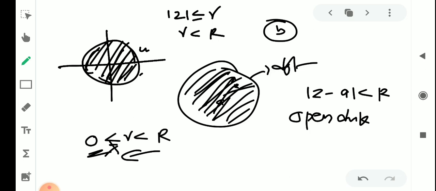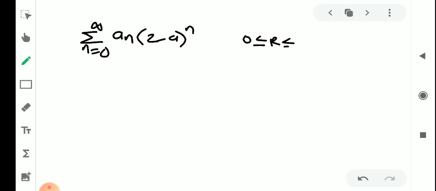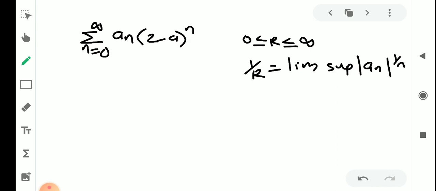So we have the proof. We have given the series sigma n equal to 0 to infinity a n (z minus a) raised to n, a power series. 0 less than or equal to R less than or equal to infinity and 1/R equal to limit supremum of mod a n raised to 1/n. These are the given conditions. So 1/R is the limit supremum of mod a n raised to 1/n.